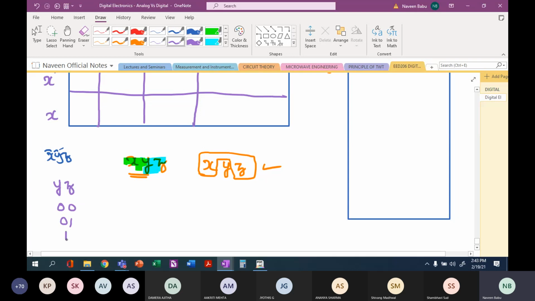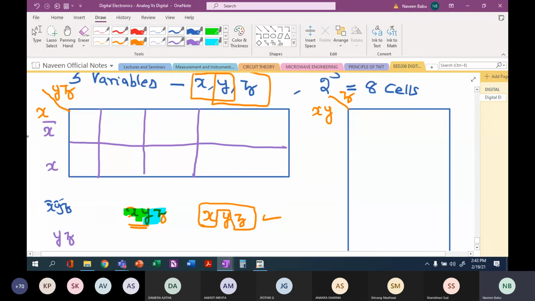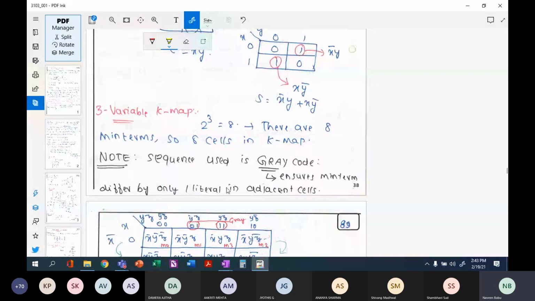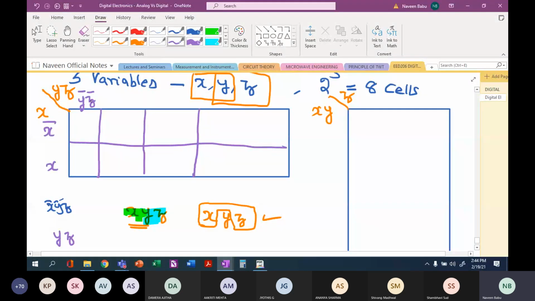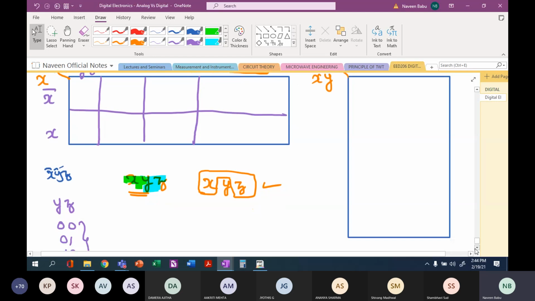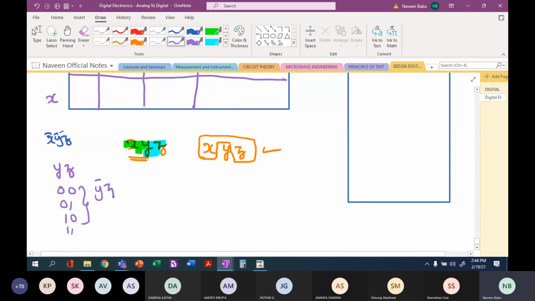The first column will have the entry 0 0 corresponding to y bar, z bar. Please note the rule we just studied, that each adjacent cell must differ by only one literal, which means you must apply the gray rule. What is the gray rule? The next sequence must change by only one variable or one literal. So if it is y bar, z bar, either y bar must change or z bar must change. In the sequence you have y bar, z. So this gray change sequence is accepted.